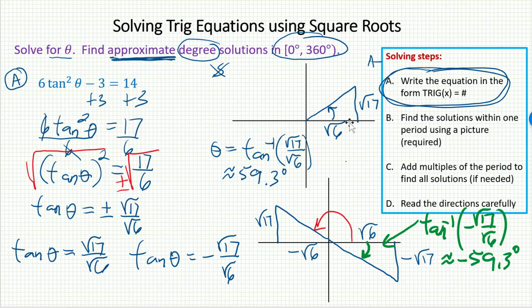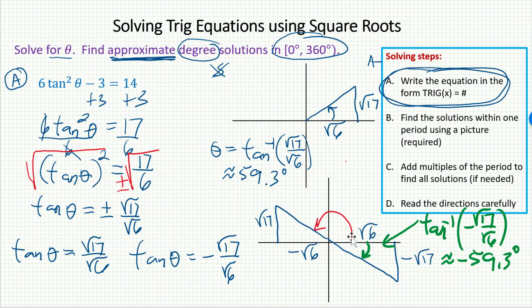I guess that shouldn't be too surprising if this angle here was positive 59.3 degrees. Of course, this one's going to be negative 59.3. It's the same triangle, just in a different quadrant. Okay, but negative 59.3 is not the angle I wanted. I wanted this red second quadrant angle. How can I get that?